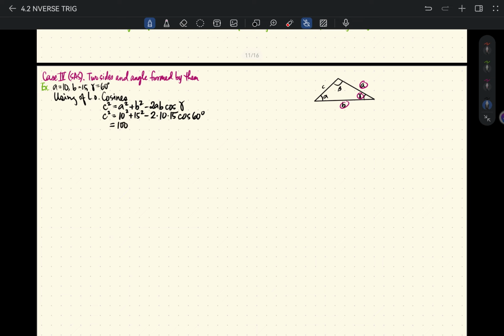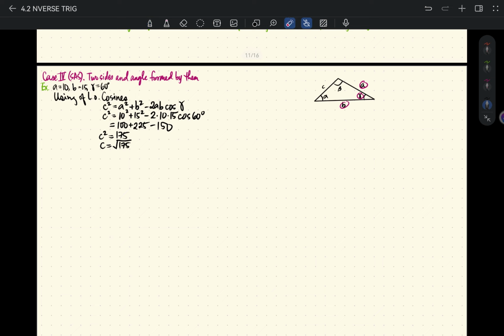So 10 squared, that's 100, 15 squared, that's 225. Then we have here 2 times 10 times 15 times cosine of 60. What's cosine of 60? That's just 1/2. So the 2's cancel. 10 times 15 would give you 150. So you have here 100 plus 225 minus 150. And so we get C squared equals 175. Then finally, getting the square root of both sides, we have C equals square root of 175.